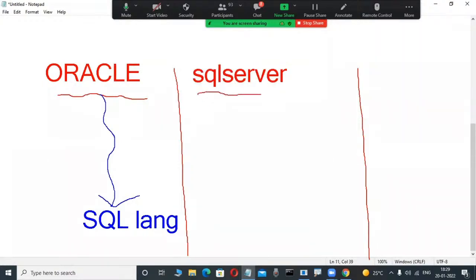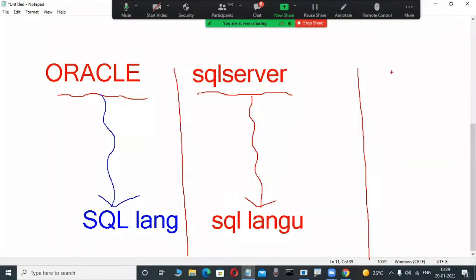Some employees are working on the SQL Server product. That is also a database product, like Oracle, and to operate that SQL Server they use one language only. What is that language? SQL is a language. Slowly observe here. Again, MySQL is used by many fellows in my company.